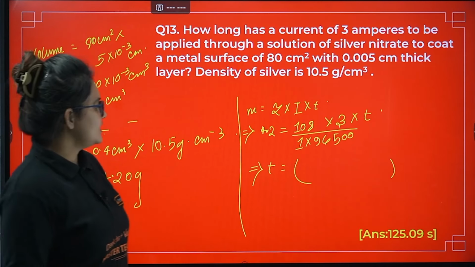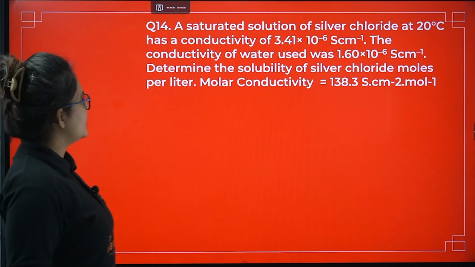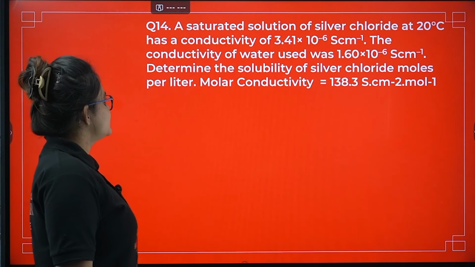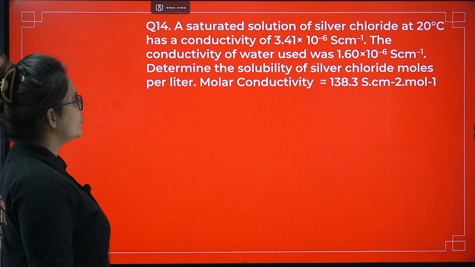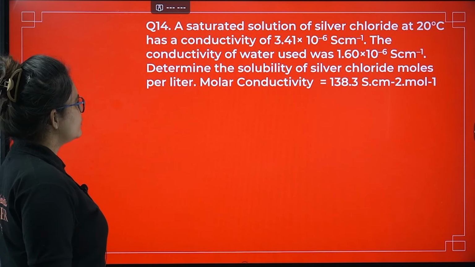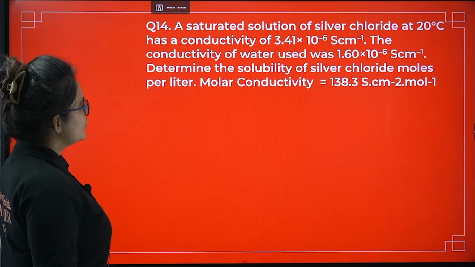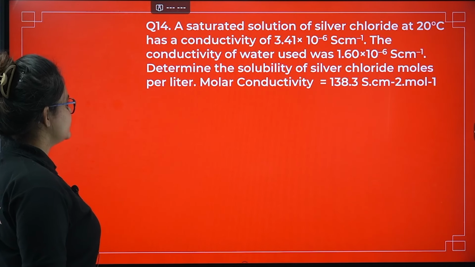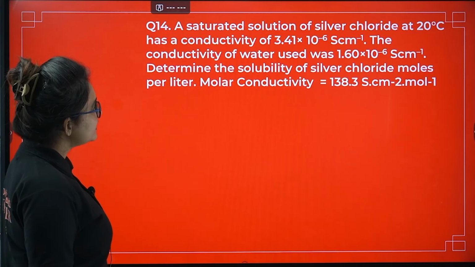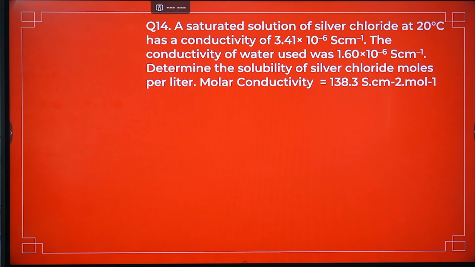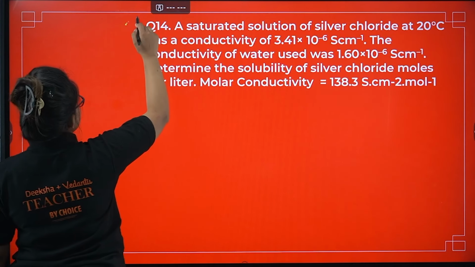Yes, let's go ahead. Okay, a saturated solution of silver chloride at 20 degrees Celsius has conductivity of 3.41 into 10 power minus 6 Siemens centimeter inverse. The conductivity of water used is 1.60 into 10 power minus 6 Siemens per centimeter. Determine the solubility of silver chloride in moles per liter. Okay, molar conductivity is also given. So this is also a very tricky problem.